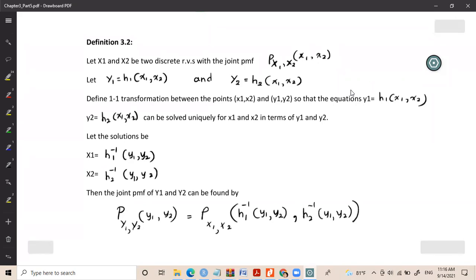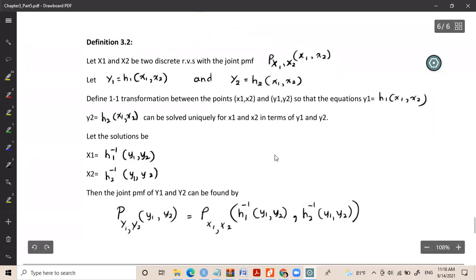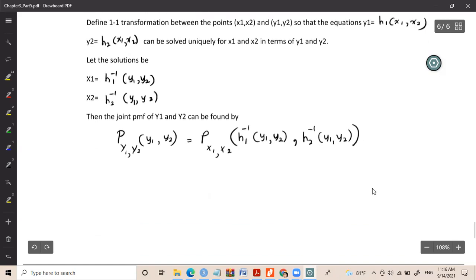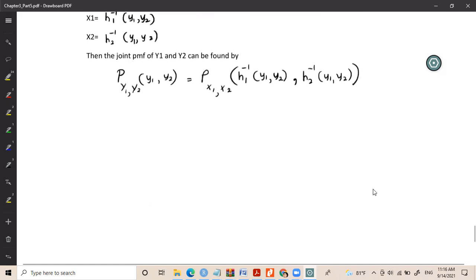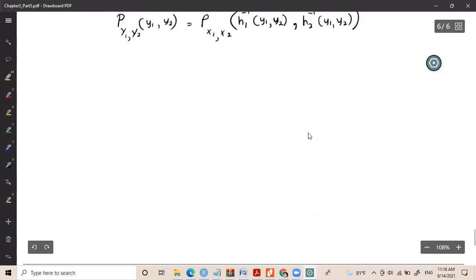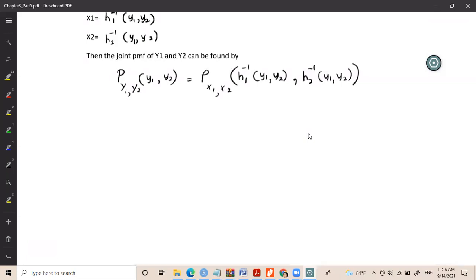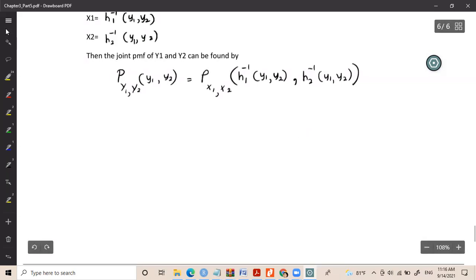Right? So after all these explanations, at the end what will happen is you take the joint density of X1 and X2 and replace X1 with the inverse of Y1 and Y2, and X2 with again the inverse of Y1 and Y2, corresponding to the functions. That's it. Right? Okay. Here's an example. I'm going to use another page because it's going to be a little bit longer. Okay.